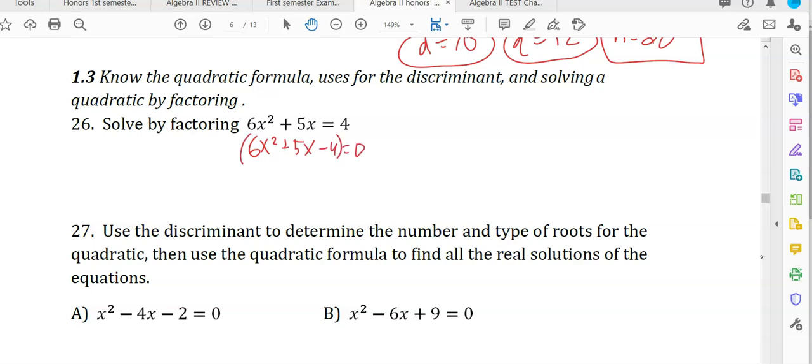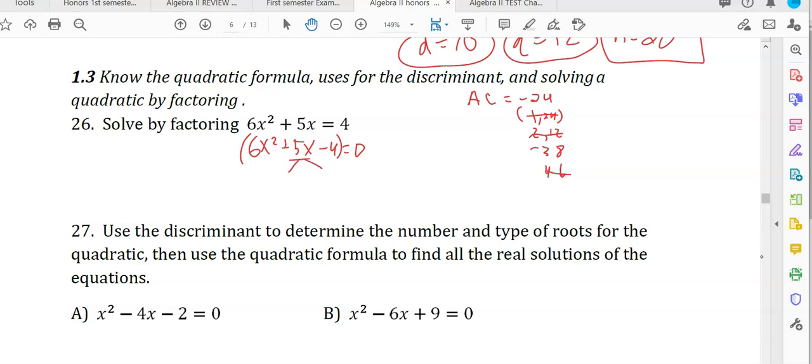I would probably use AC. It's up to you. Some people don't use AC, but that's one way of doing this. 6 times negative 4 is negative 24. So factors of that would be 1 and 24, 2 and 12, 3 and 8, 4 and 6. They have to add up to be 5, where one's positive, one's negative. I think 3 and 8 could work. So to make that work, then 3 would have to be negative.